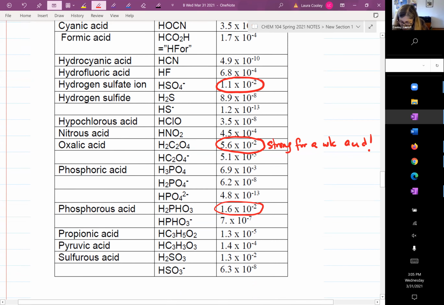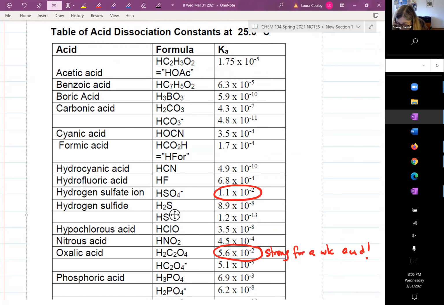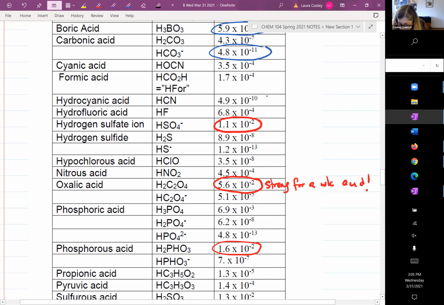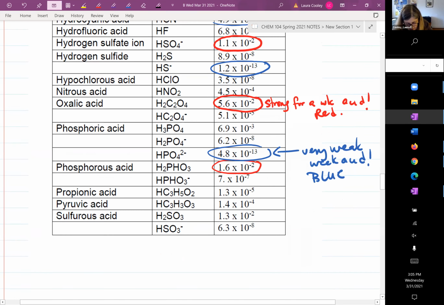Then there's ones that are really very, very small, like this one, 10 to the minus 10th, 10 to the minus 11th. You can see there's a big range. Look at this one, 10 to the minus 13th. So these are very weak acids. These ones in blue. And the stronger weak acids are in red. In fact, some of those blue ones are not even acids, but we'll get to that later.